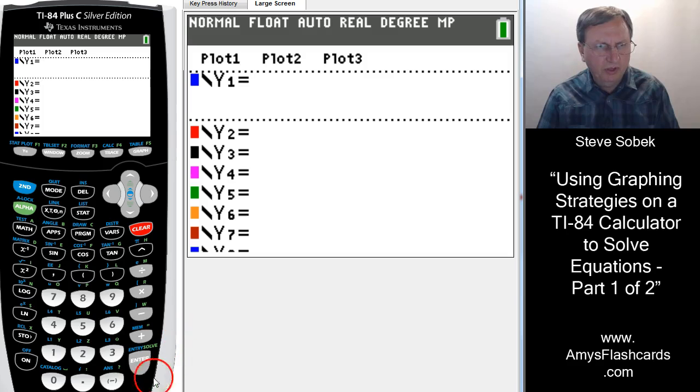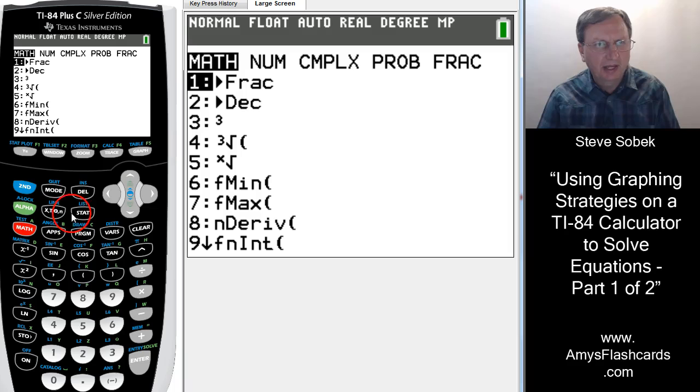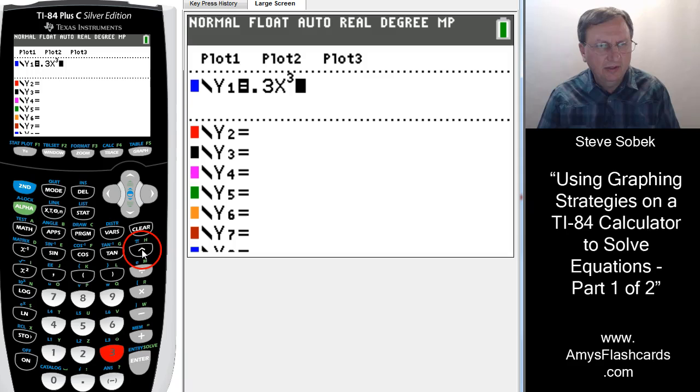And let's type in 0.3. Here's your decimal point. 0.3 x raised to the third power. Remember, we cube things through the math menu. Math, number 3 is cubing. Hit the 3. You could have also used this exponentiation key, the caret, raised to the third power. Either way. Minus 3x squared, minus 3x, and here's the x squared button right here, plus 2x, plus 7.